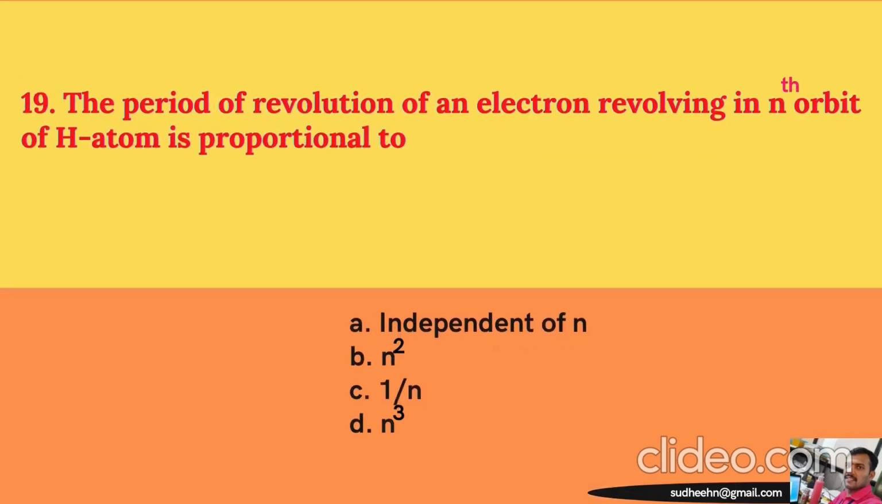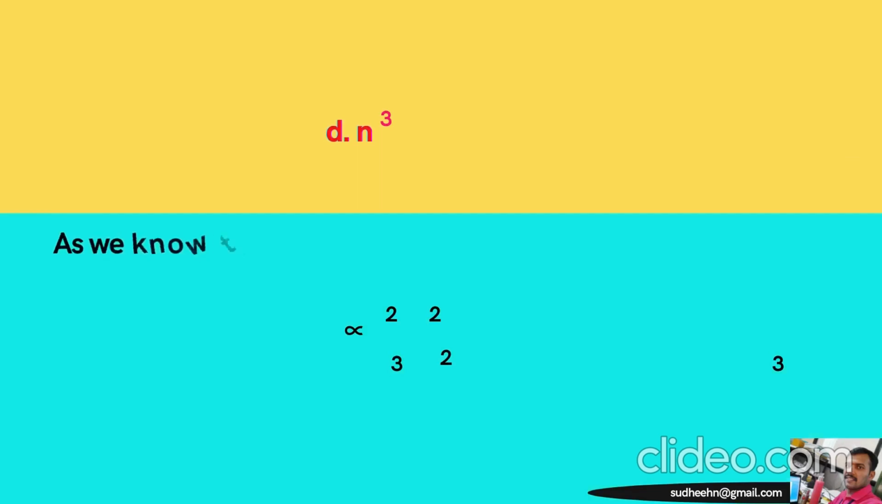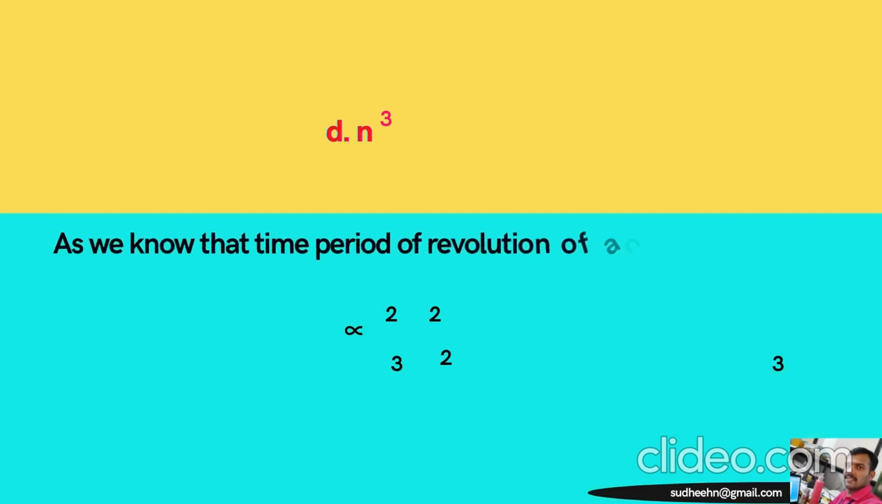Next question, question number 19. The period of revolution of an electron revolving in the nth orbit of H atom is proportional to: option A, independent of n; option B, n square; option C, 1 by n; and option D, n cube. And the right answer is option D, that is n cube.